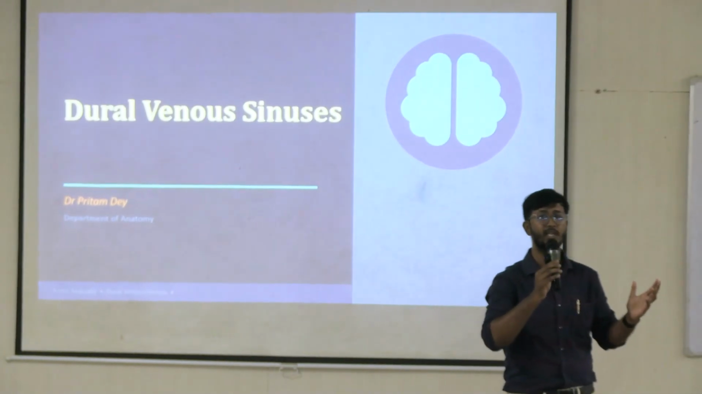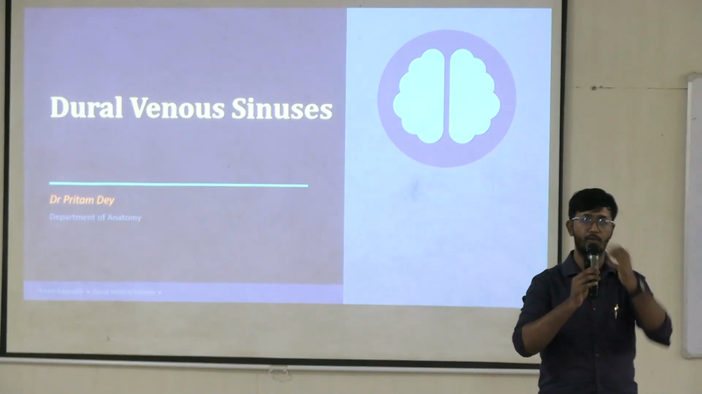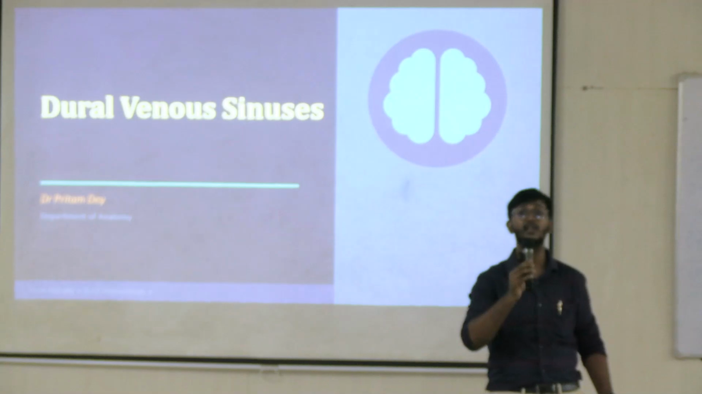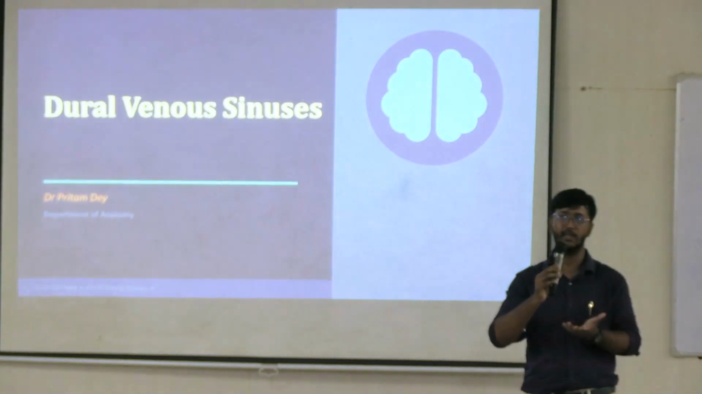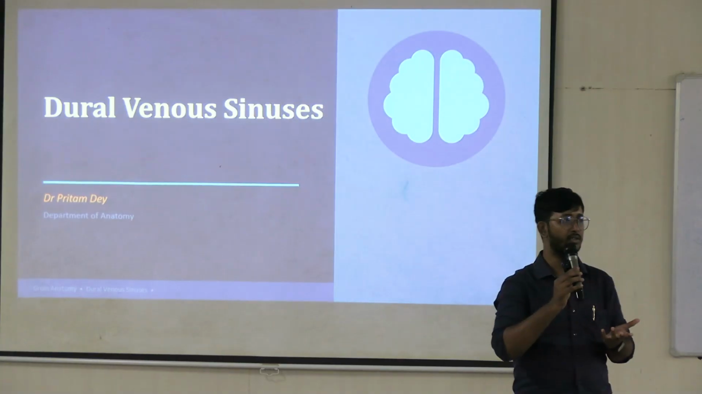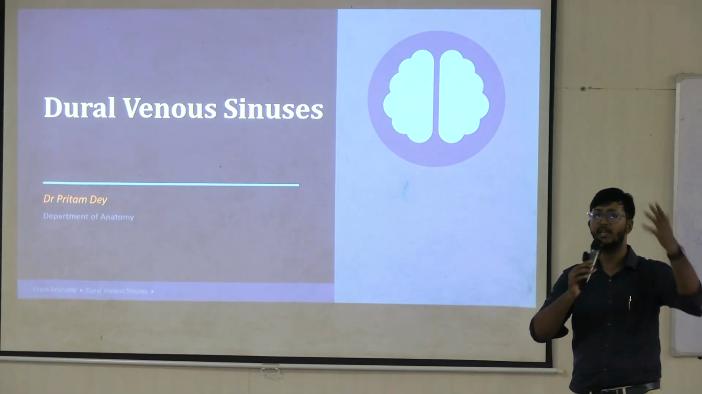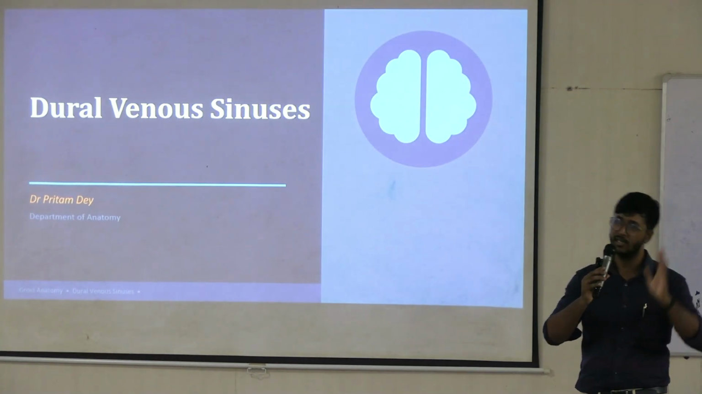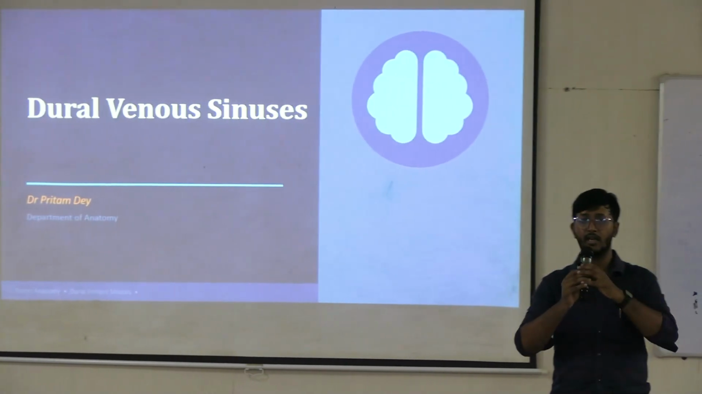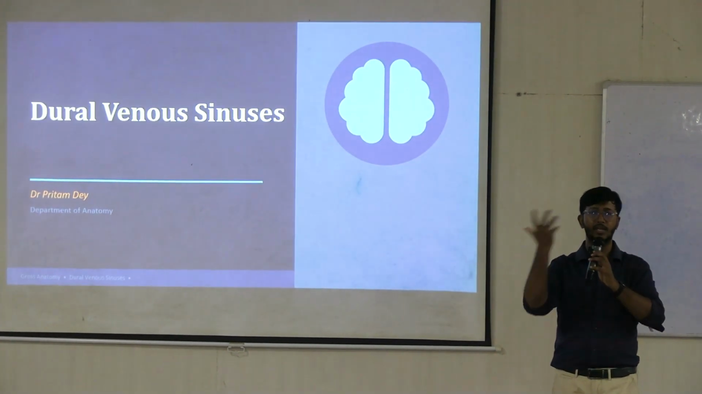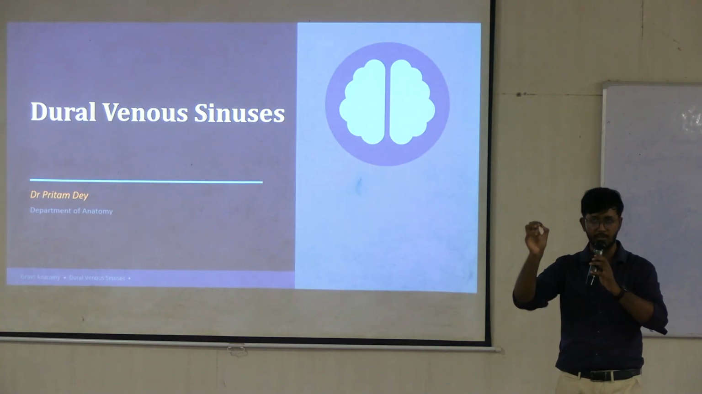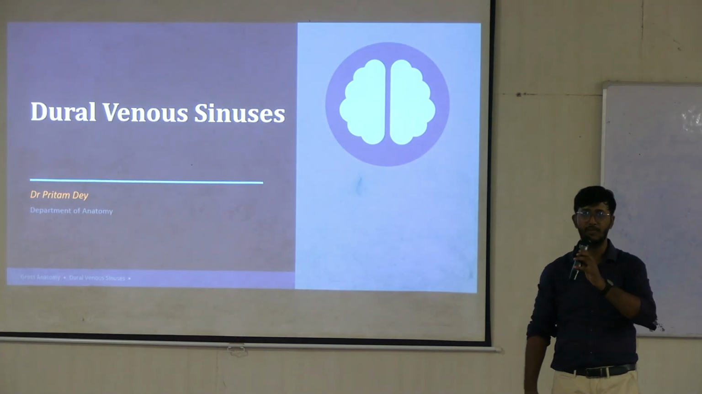Its function is basically to drain the blood of the brain and give it to the internal jugular vein. The internal jugular vein will finally give this blood to the heart, to get it oxygenated again. But the part of this dural venous sinus is only to collect all the deoxygenated blood from the brain and give it to the internal jugular vein.